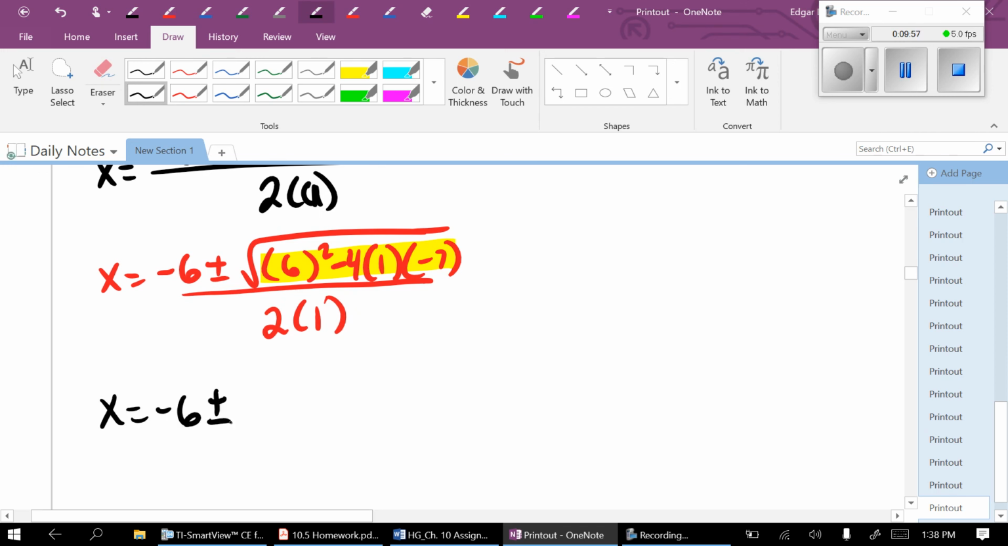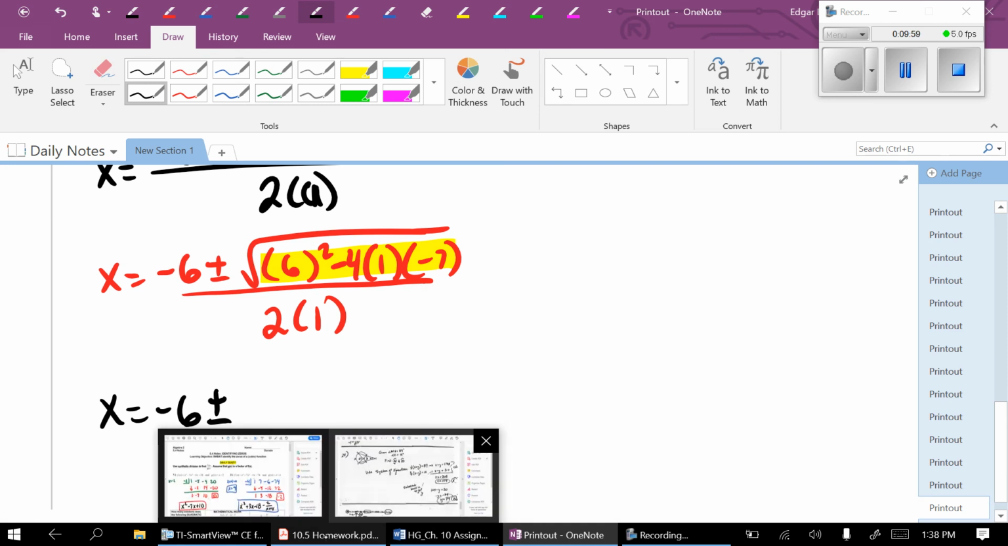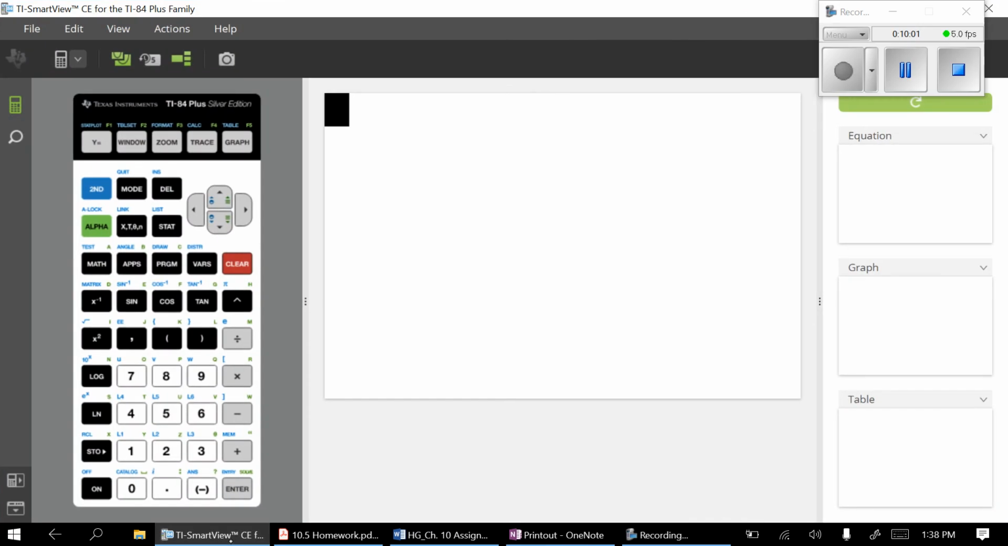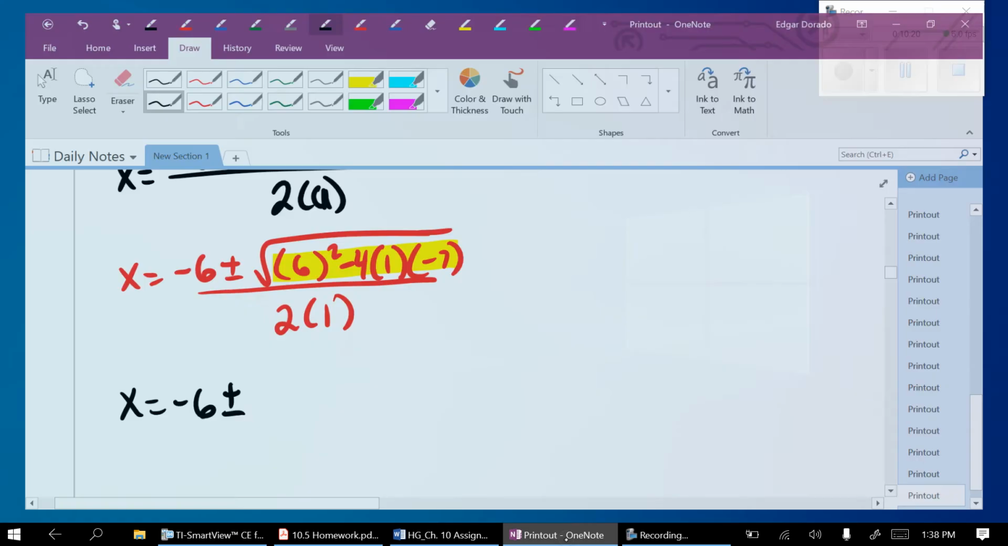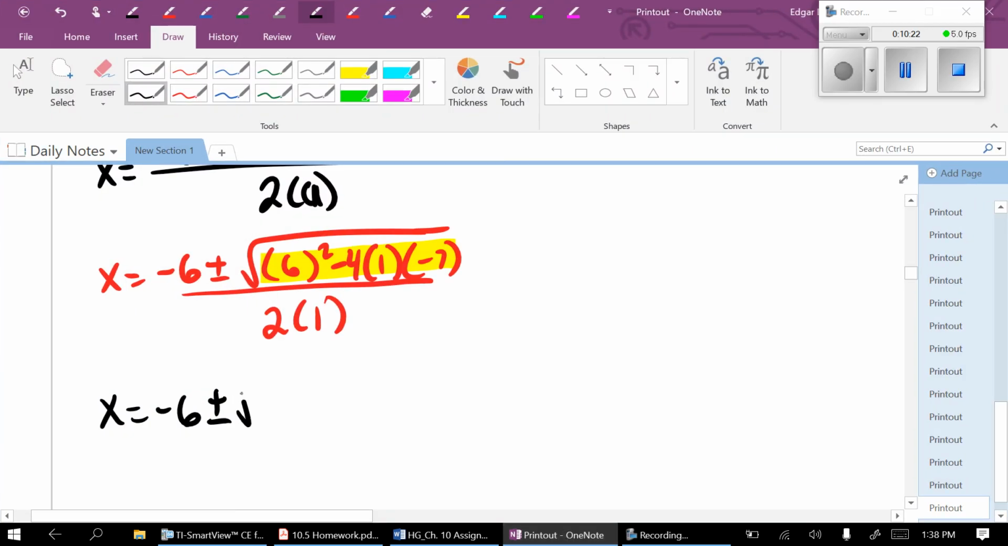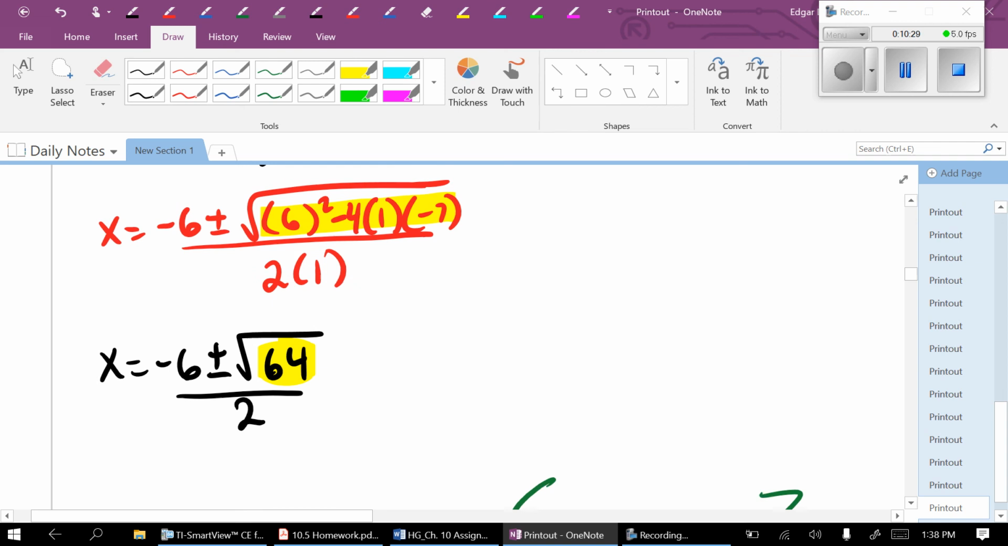So b squared minus 4ac, I'm going to go ahead and type that into my calculator here. Let me see if I can pull it up. And here we go. So we have 6 squared minus 4 times a times c, which was a negative 7. Let's see what we get there. We ended up getting a 64. So let me go right back to it. So we got 64 under the root, guys. We still haven't done anything with the root. Don't forget it. It's still there. And all of this is over 2.